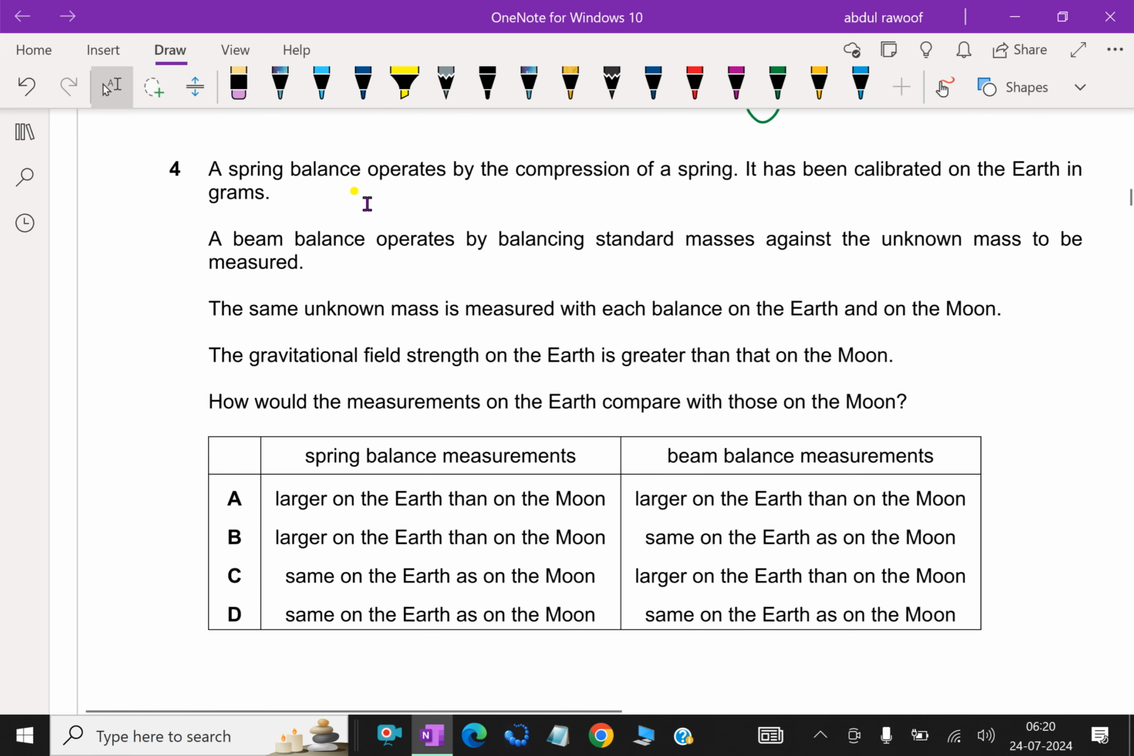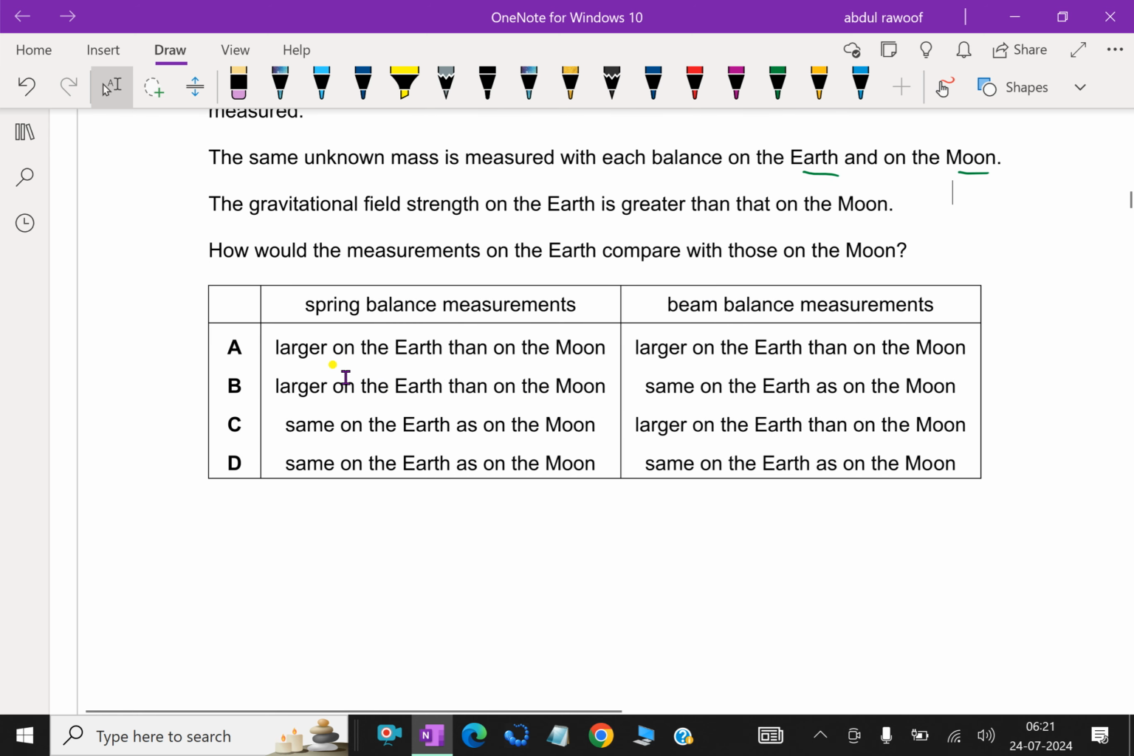Next, a spring balance operates by the compression of a spring. It has been calibrated on the earth in grams. A beam balance operates by balancing standard masses against the unknown mass to be measured. The same unknown mass is measured with each balance on the earth and the moon. So you are measuring on 2 planets. The gravitational field strength on the earth is greater than on the moon. How do the measurements on the earth compare with those on the moon? Here we have to compare measurements of that object on earth and the moon.